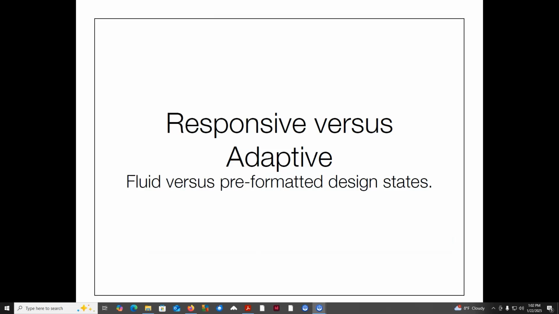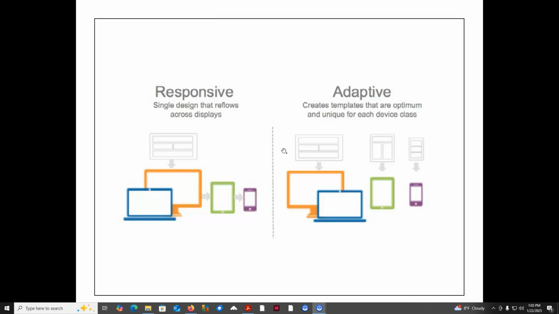All right. Responsive versus adaptive. Fluid versions versus pre-formatted design states. Sometimes when you have responsive, if you are on a desktop, for instance, and you have a browser open, you can change the size of that browser window and you'll see the site transform to it. Adaptive is where if it gets brought up on a desktop, it'll go to a desktop version. If it's brought up on a phone, it will go to a phone version, which is oftentimes a different set of code. So that's what it means with adaptive.